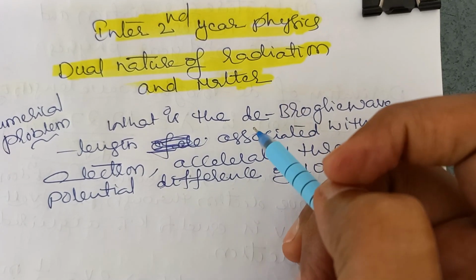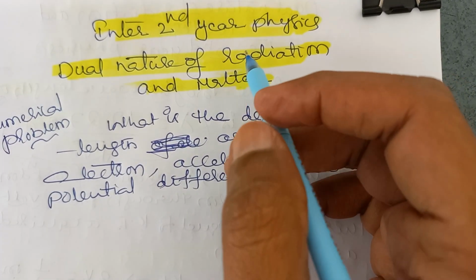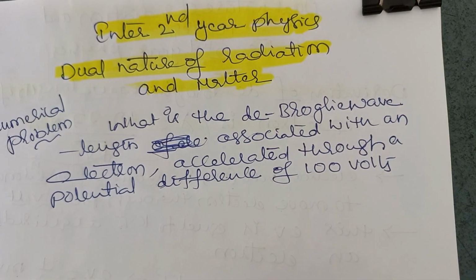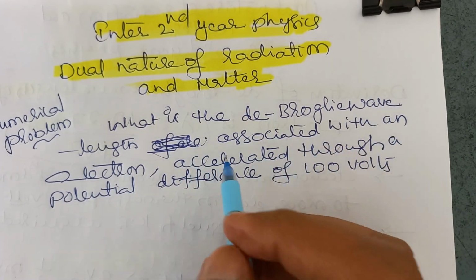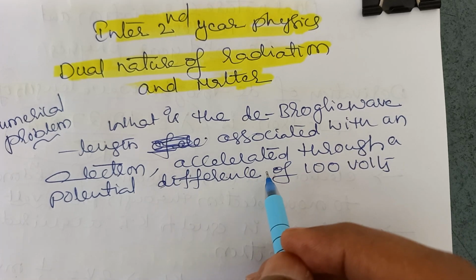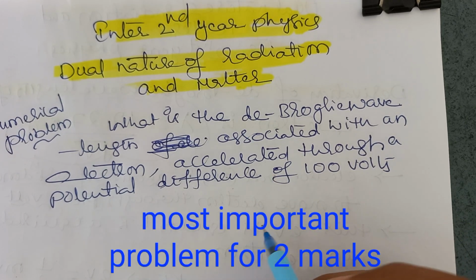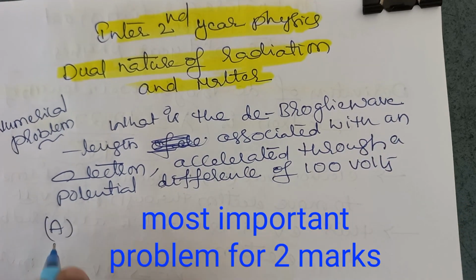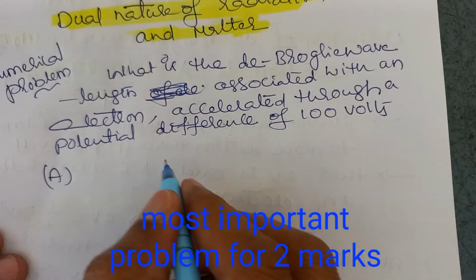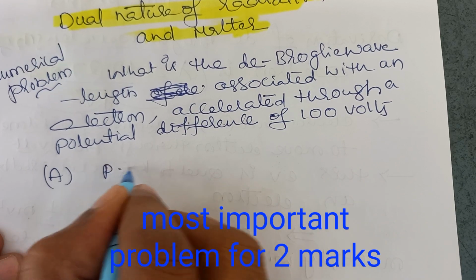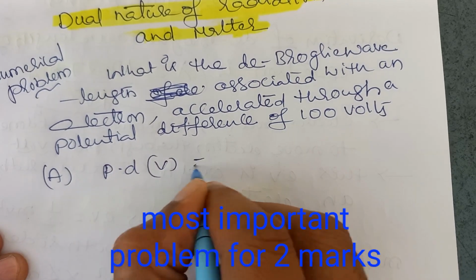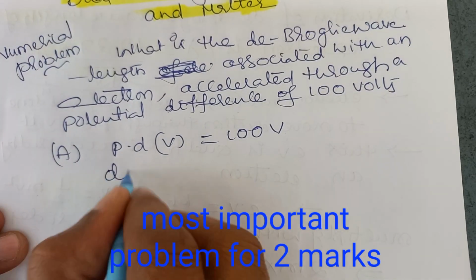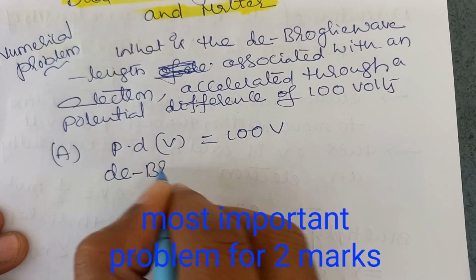Dual nature of radiation and matter chapter, 12th class physics, inter second year physics, important numerical problem. What is the de Broglie wavelength associated with an electron accelerated through a potential difference of 100 volts? Important one for 2 marks in public examination. Potential difference is given, V is 100 volts, and we want to find the de Broglie wavelength of the electron.